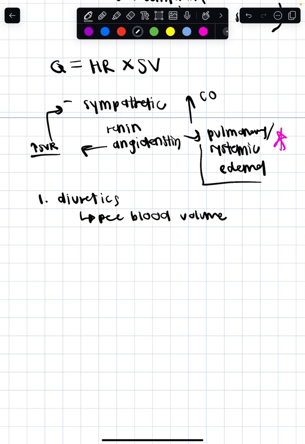But we also then have this issue of our increased systemic vascular resistance. So we have to take vasodilators sometimes to help deal with that constriction that we've caused all across the body. So those are two common medications that we see.